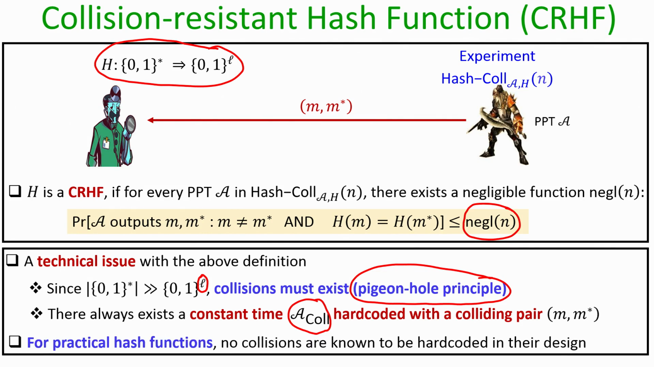However, interestingly it turns out that most of the practical instantiations of hash functions, some of which we are going to discuss, have no collisions hard coded in their design. That means we believe that there exists no adversary which already knows, or which is hard coded with, a pair of inputs m star which constitutes a collision for the corresponding hash function. So, that is why, even though there is a challenge associated with the definition, we stick to this definition of collision resistant hash function.